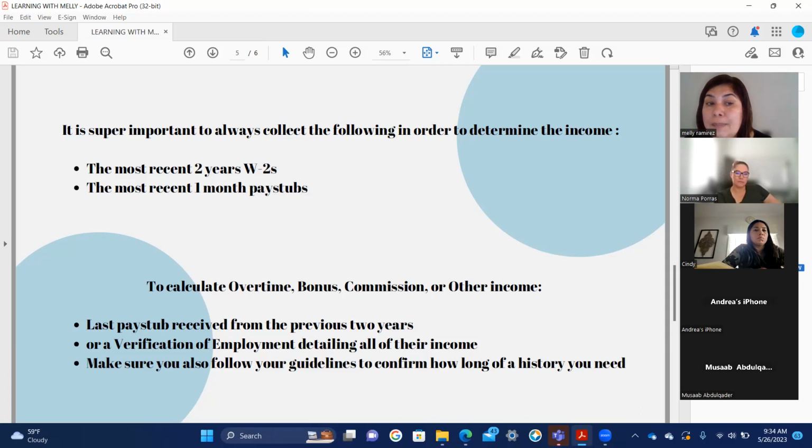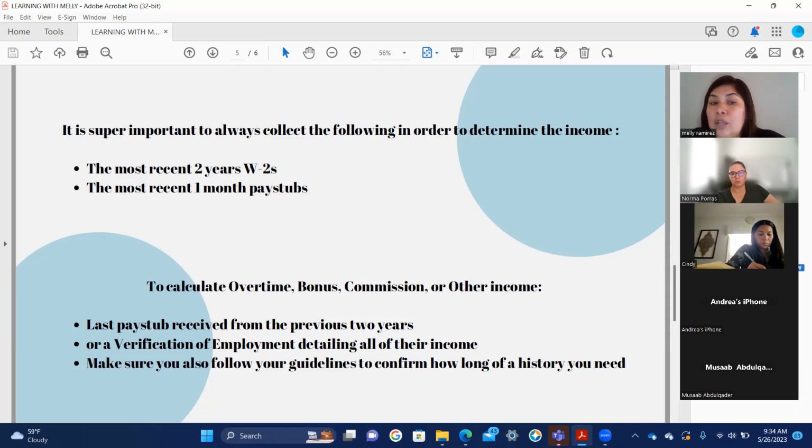Another thing to always keep in mind when you're looking at W-2s, and I bring this up because it's come up before: sometimes there are a lot of self-employed people, business owners, who pay themselves with a W-2. If they own the company and pay themselves with a W-2 and a pay stub, you will still need to submit tax returns.